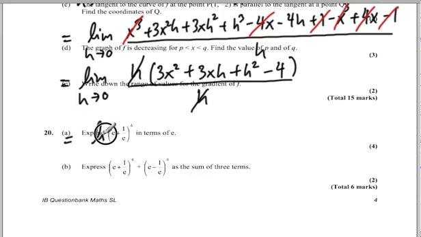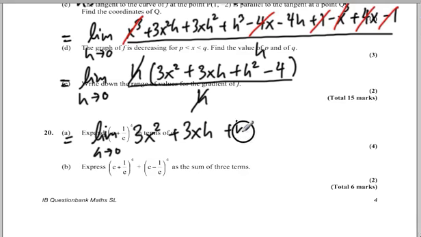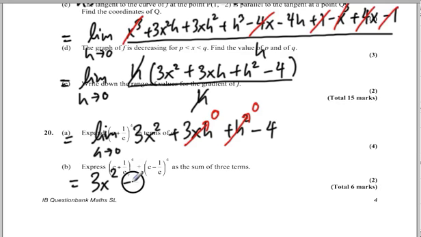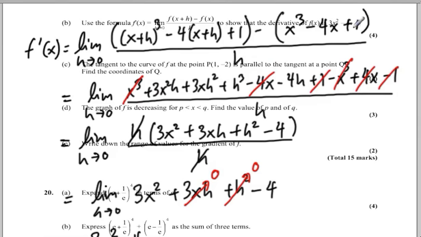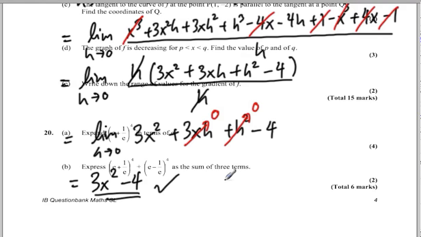We're still left with that limit as h goes to 0. So it's going to be 3x squared plus 3xh plus h squared minus 4. Now as h goes to 0, basically this will go to 0, and so will this. So what are we left with? All we're left with is simply 3x squared minus 4. And if you read the question again, you'll see that it says 3x squared minus 4, which is exactly what we have over here.